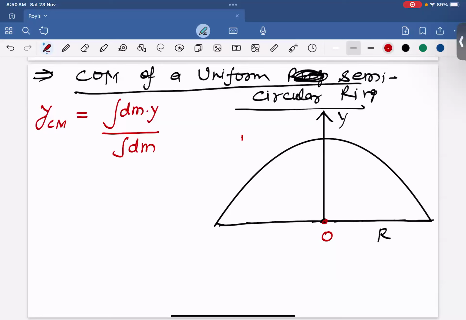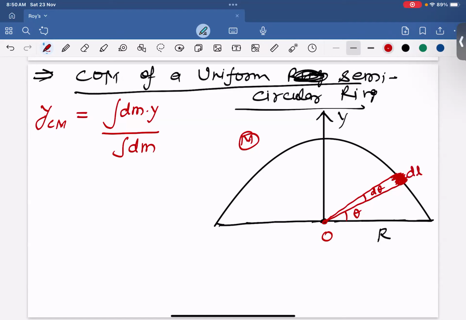The total mass of the semicircular ring is m, and the radius is r. I take a small element. I draw a radius at angle theta, and then slightly increase that angle by d theta. Between these two, you will find the small element, because the element lies only on the circumference, of length dl.